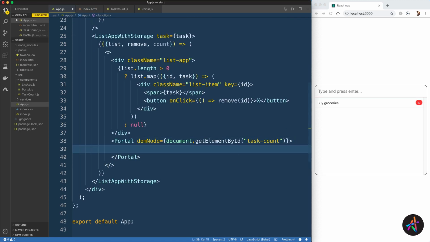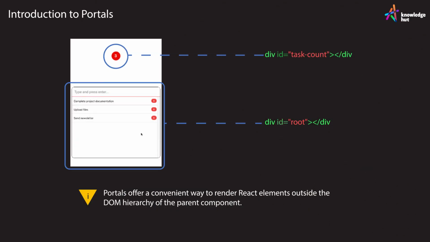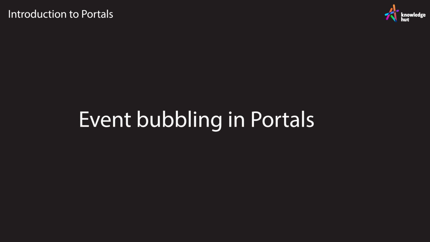Now we can simply create an instance of TaskCount, setting the count prop to the count variable like so. And there you go. We can see one task in our list. Let me add a few and you can see the count value dynamically update as desired. As you saw in this example, portals offer a convenient way to render React elements outside the DOM hierarchy of the parent component. In the next video, we'll take a look at how event bubbling works with portals.